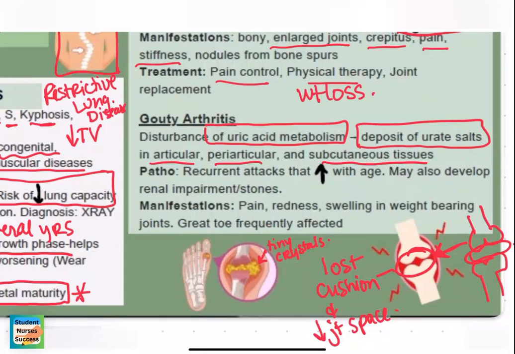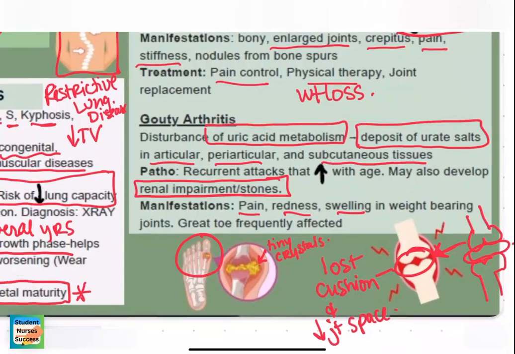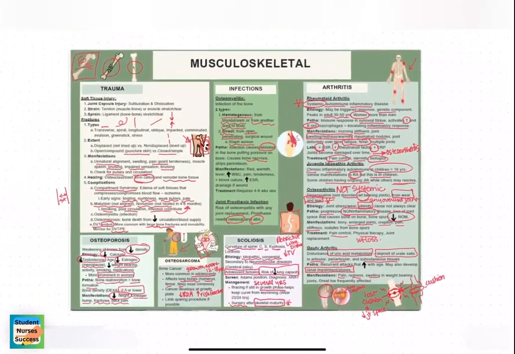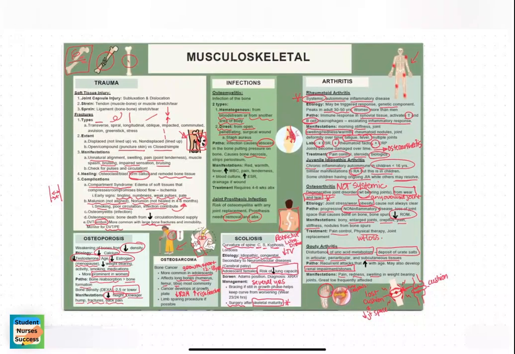It's very interesting. We see the pain frequently develop in the big toe, and there's gravity involved with that. It ends up down there. Plus, your big toe is really important for movement. Individuals with gouty arthritis do also seem to be at increased risk for developing kidney stones and having some renal impairment. We see pain, redness, swelling in weight-bearing joints, and again, that great toe is frequently affected. And there you go, a nice summary of the musculoskeletal system.